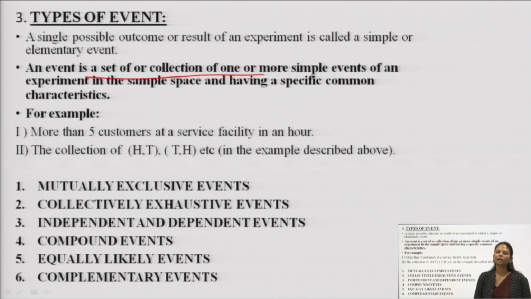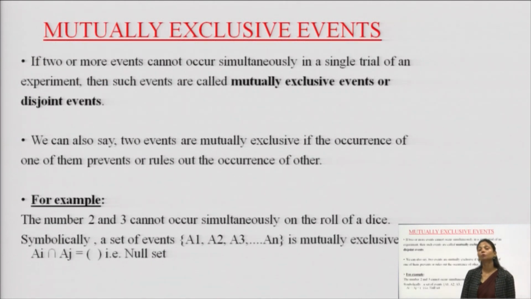In the same manner, we have different types of events: mutually exclusive events, collectively exhaustive events, independent events, dependent events, compound events, equally likely events, and complementary events. Now, moving ahead, what are mutually exclusive events? If 2 or more events cannot occur simultaneously in a single trial of an experiment, then such events are called mutually exclusive events or disjoint events. We can also say events are mutually exclusive if the occurrence of one of them prevents or rules out the occurrence of the other.